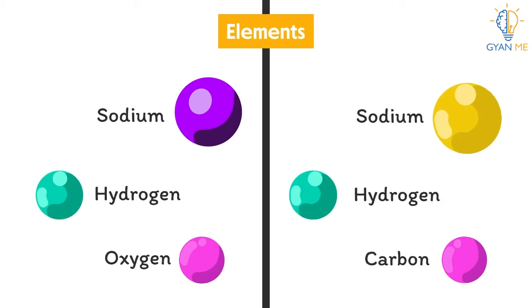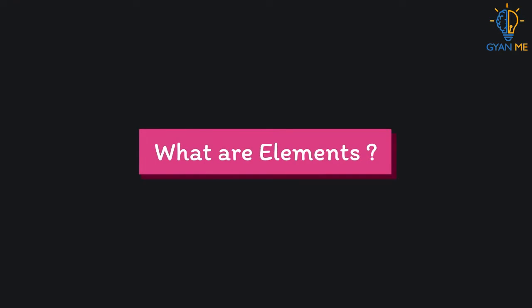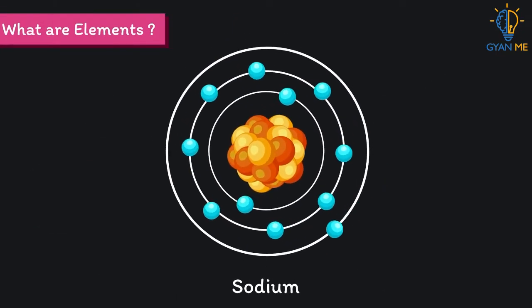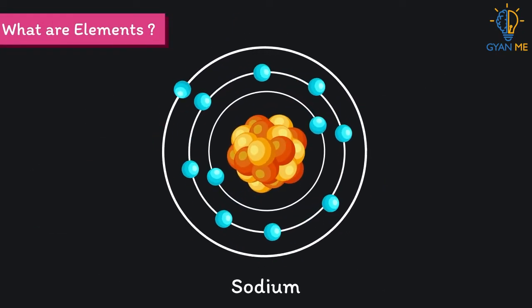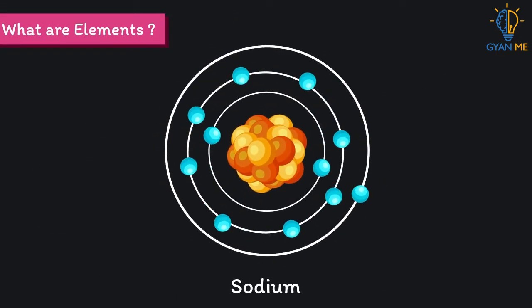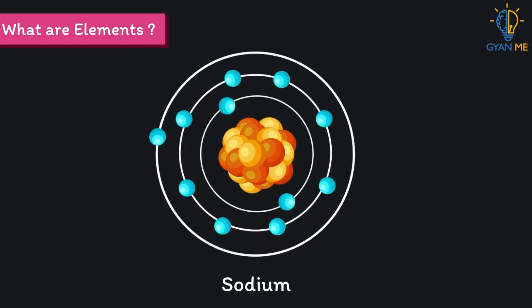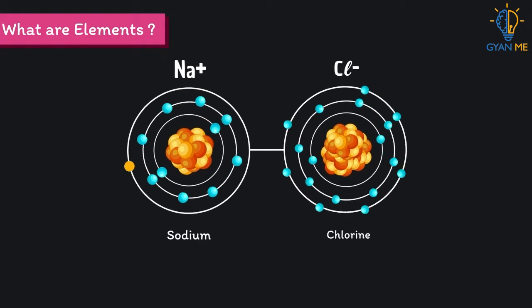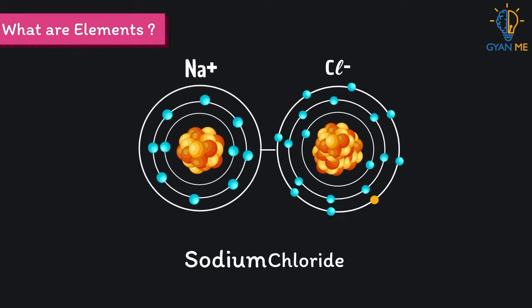Now let us also quickly revise what elements are. Elements are pure substances which have identical atoms. For example, sodium is an element as all atoms of sodium are the same. Another example of an element is chlorine. When both of them combine, they form a compound, which is sodium chloride.